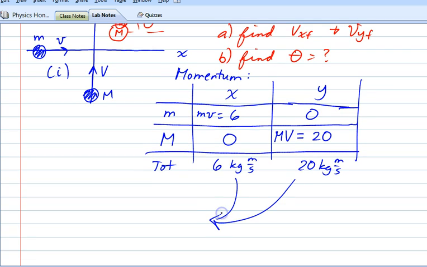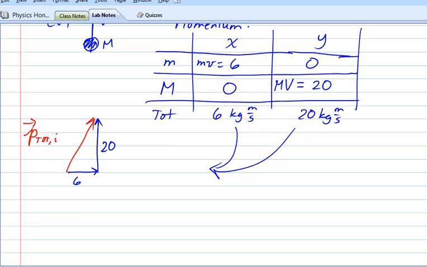And remember what we did with this. We took these and put them into a triangle. And so what we can do is find the hypotenuse, that is the total initial momentum of the system. I actually didn't calculate the numbers for this because, well, you'll see in just a moment. This 6 represents the initial momentum of the system in the x direction, and this 20 represents the initial momentum of the system in the y direction.